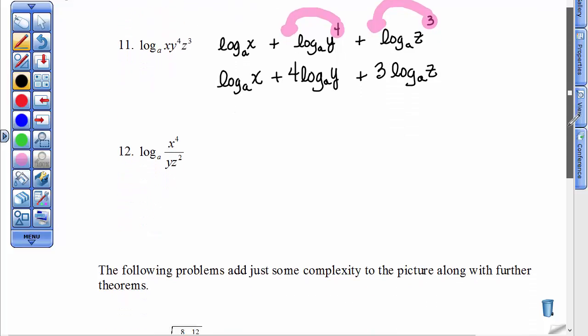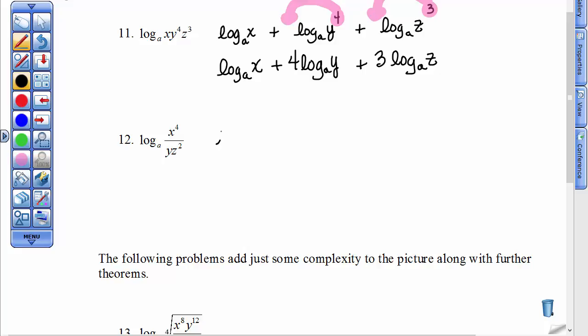Likewise, number 12, we'd write it as a subtraction problem. So I'd think of it as the log of x to the 4th minus the log of, be careful please, the yz squared.